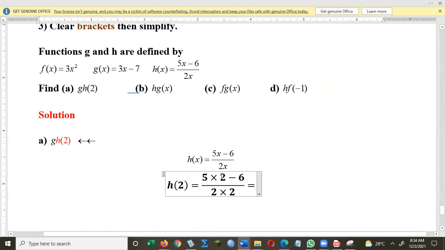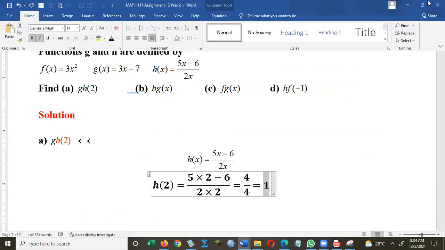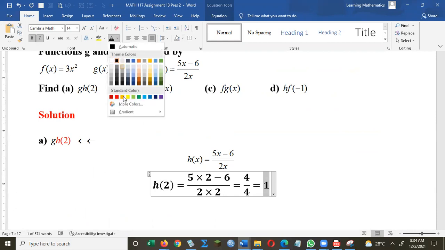So already we see, exactly, someone said the answer is 1. 5 2s are 10 minus 6 is 4. 2 2s are 4. 4 divided by 4 will give us 1. So H of 2 is 1. Okay? H of 2 is actually 1. So now we have found H of 2.